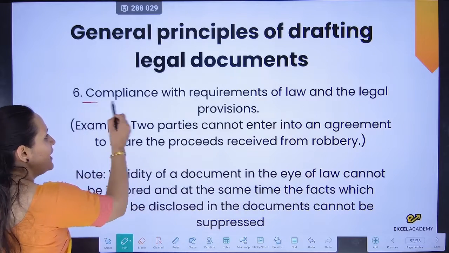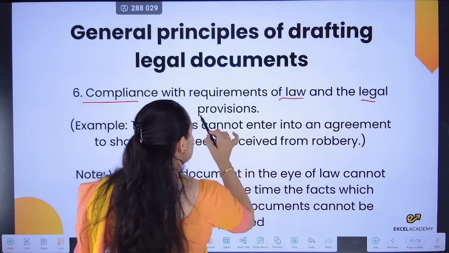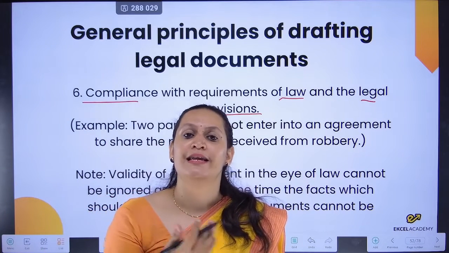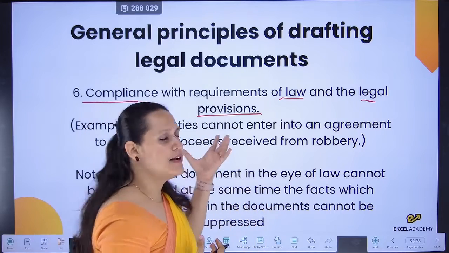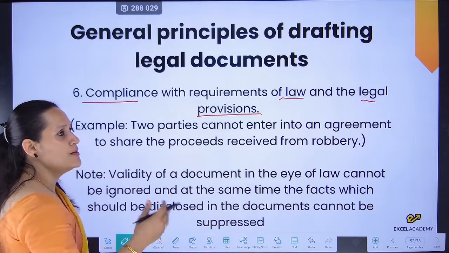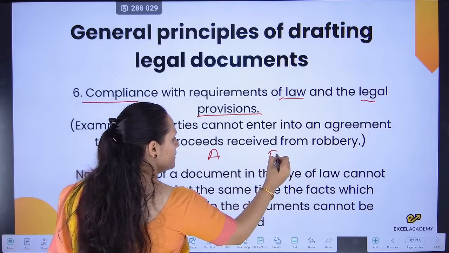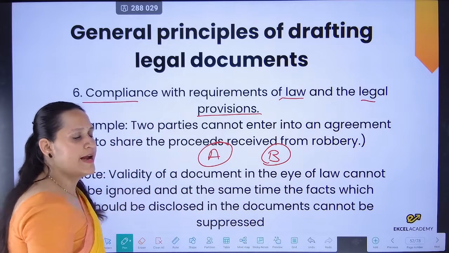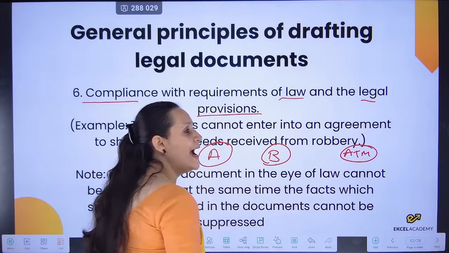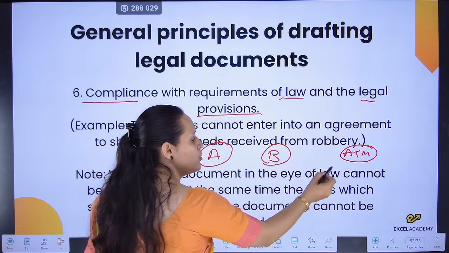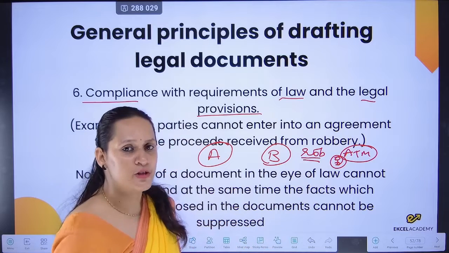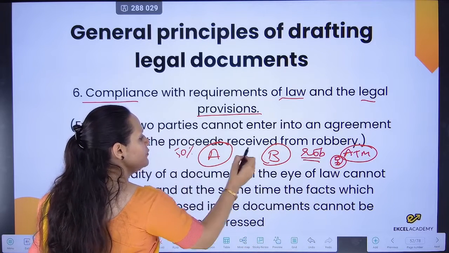Next, compliance with requirements of law and legal provisions. Whatever document we are going to be executing, that document should be legally valid. Generally, let's say we are going to enter into a contract, and the agreement is between Mr. A and Mr. B. Both of them are friends, and both of them have decided that a particular person has gone to an ATM, and whoever is going to walk out of the ATM with the briefcase, we are going to rob that particular person. Whatever comes out of the suitcase, we are going to split between us in a 50-50 ratio.